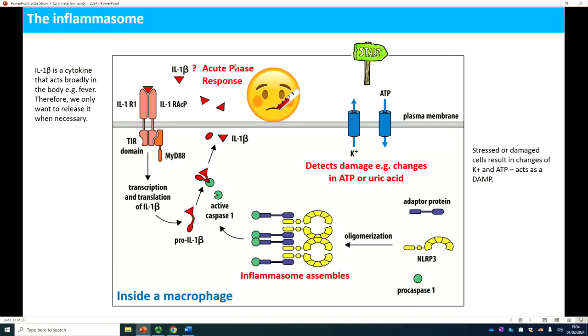And this helps to mediate what we call the acute phase response. The acute phase response is essentially a systemic reaction to disturbances in homeostasis that's been induced by either tissue damage or infection. So this is helping to mediate fever and helping in that anti-pathogen response.